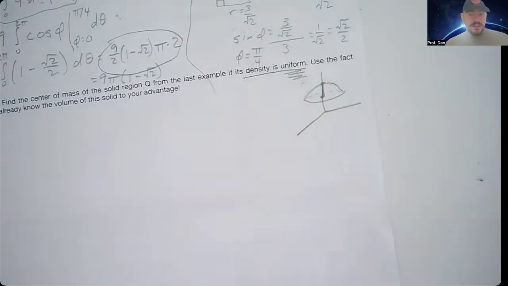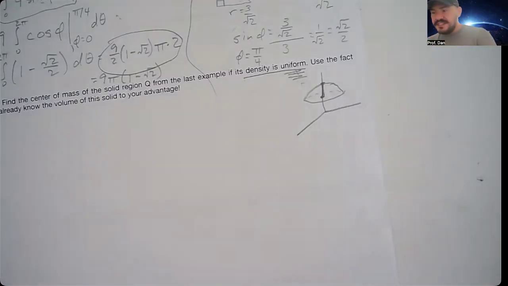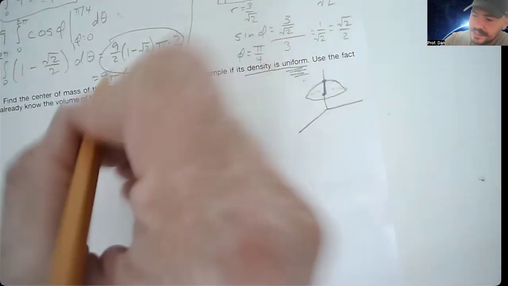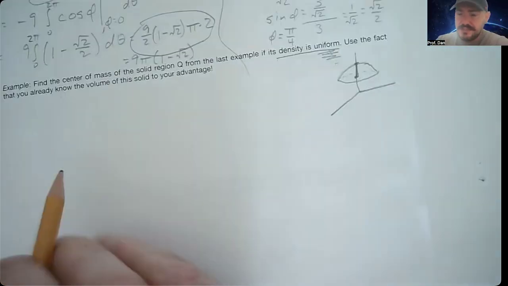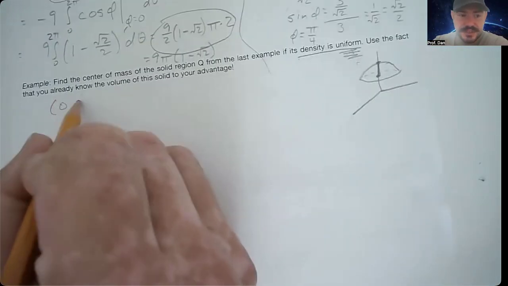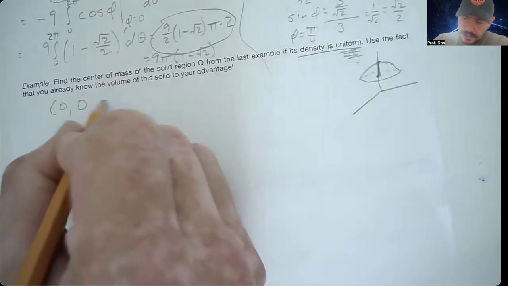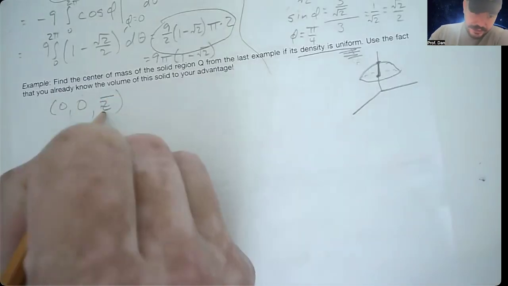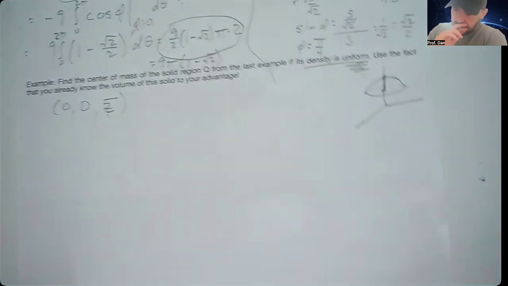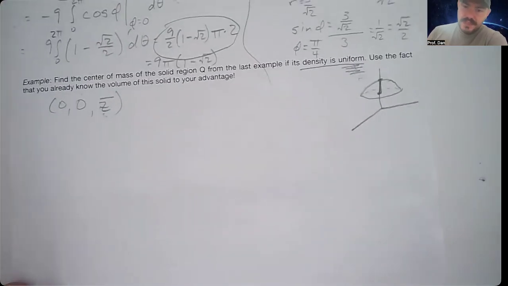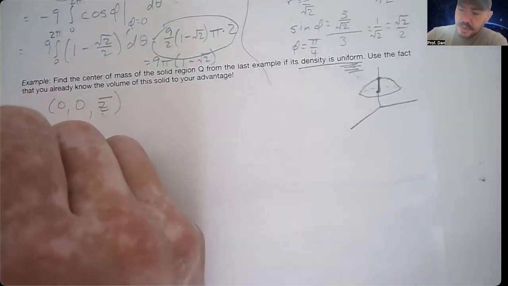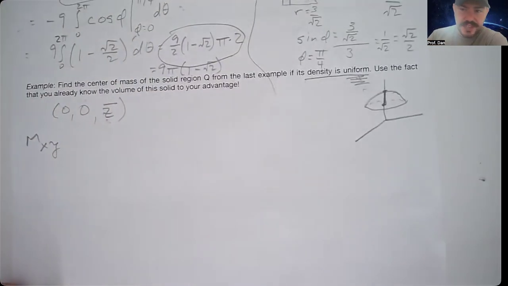This is an assumption I can only make because the density is uniform. If the density were variable, I could not make any assumption, and I would need to do what we learned in the last video about finding moments. With that said, I know that the center of mass is going to have x and y coordinates of 0. I just need to figure out what the average z coordinate is, and I can do that by looking at the moment along the xy plane.